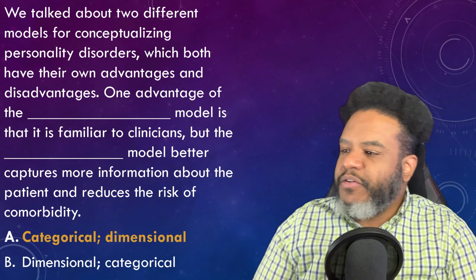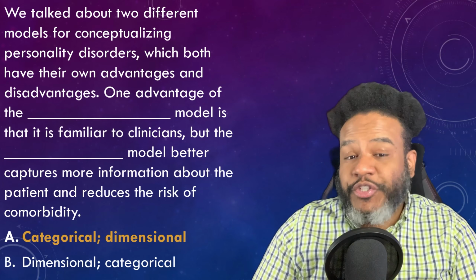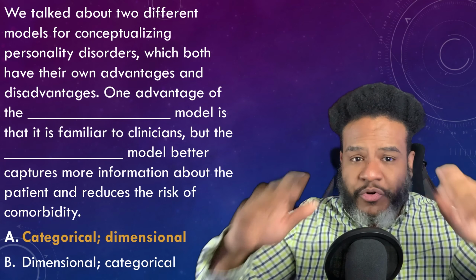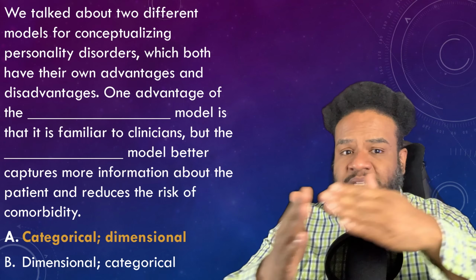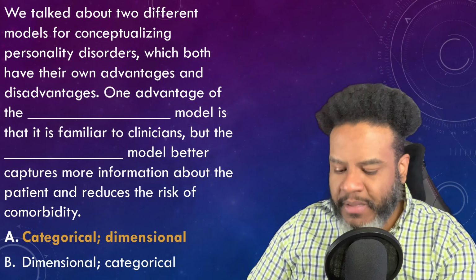There we go. So the categorical model is familiar to clinicians. Remember, categories are buckets. Those are discrete little sections right there. So if you fit this category, you have this disorder, whereas the dimensional model is going to be a line, a continuum. So you could exist somewhere along that continuum, and at some point in time, those behaviors become maladaptive.